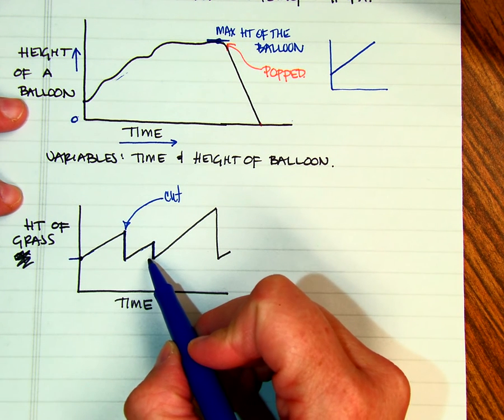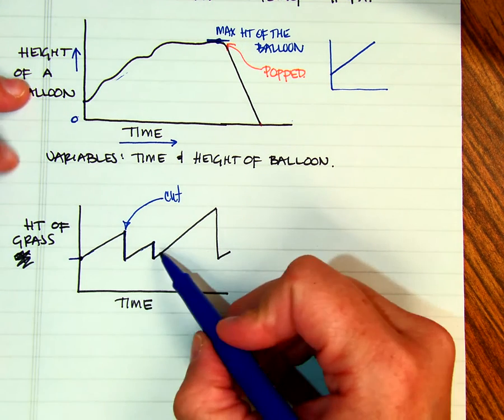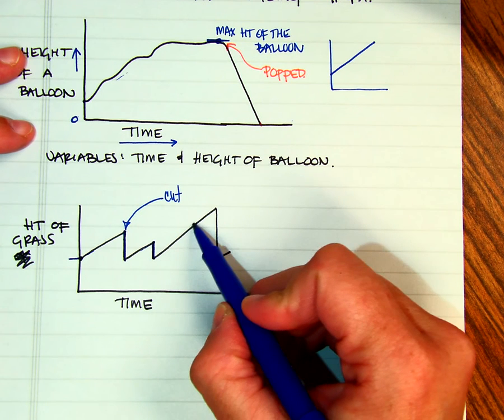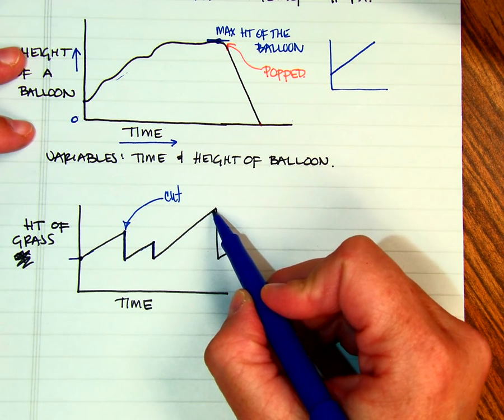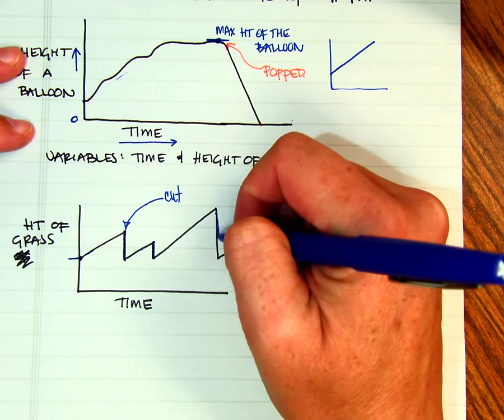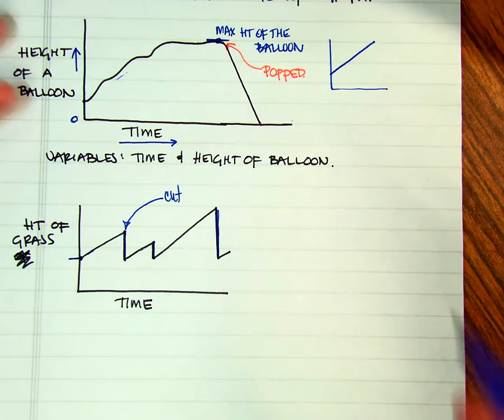So we're not going to let it get as tall as what it usually does. Maybe this is when we're on vacation. And what happens to our yard? It gets a lot taller before we actually mow it.